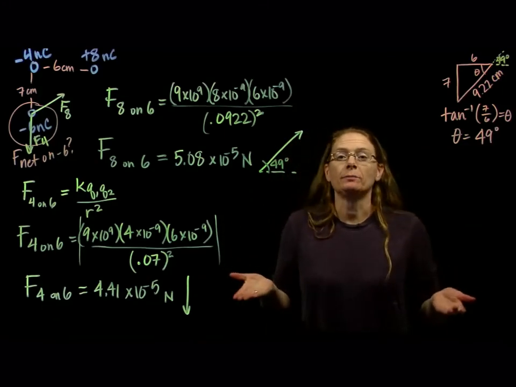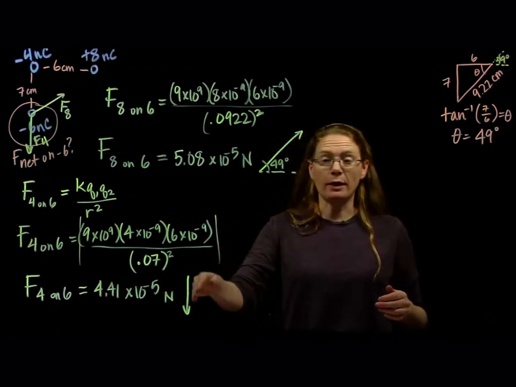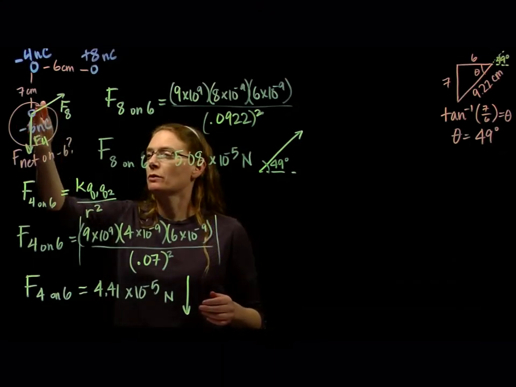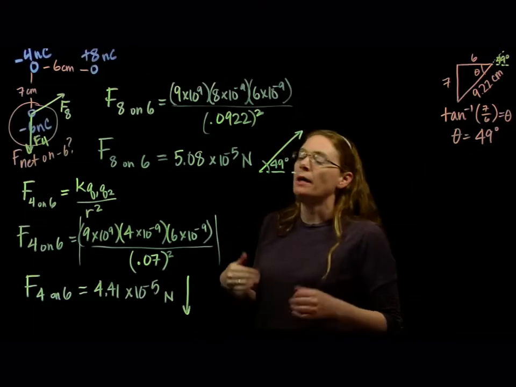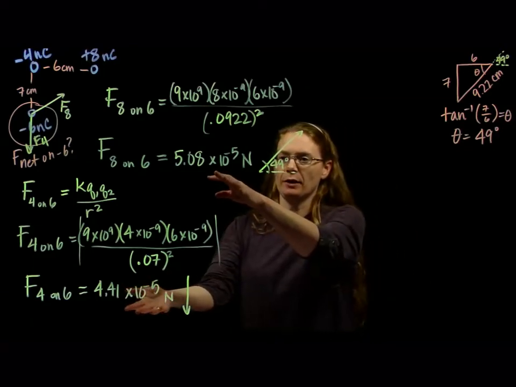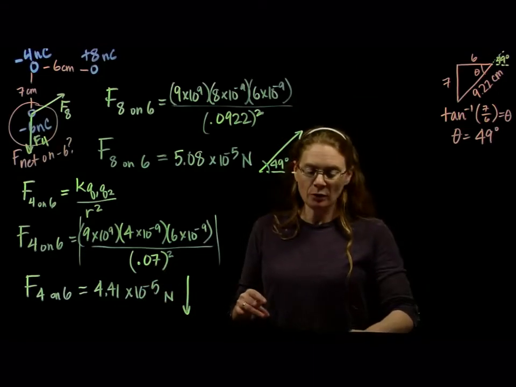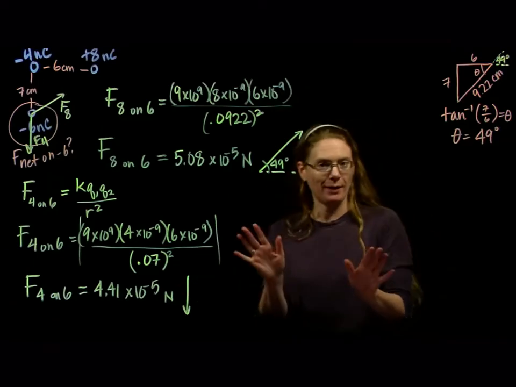So that's step 1. We have figured out the size of the 2 forces and the direction of the 2 forces that the 6 is feeling. So it's feeling a repulsion straight down, an attraction up and to the right. And now we're going to add them as vectors. We can't just add them together because they're in totally different directions. They are vectors. And there are a lot of ways to do this. If you have a particular way you like to add vectors, go ahead and do it that way.